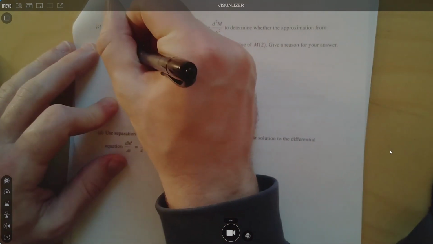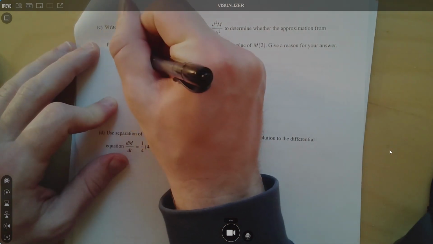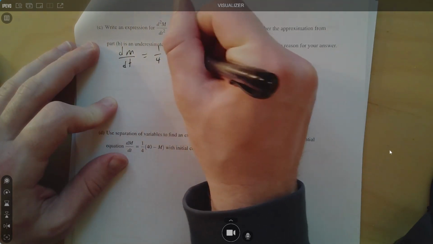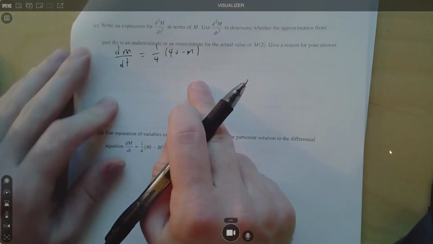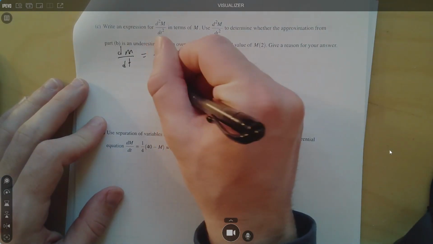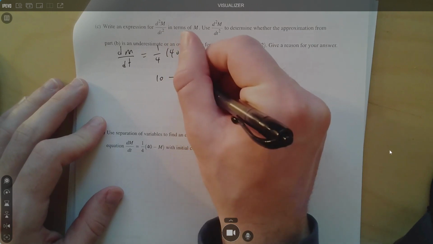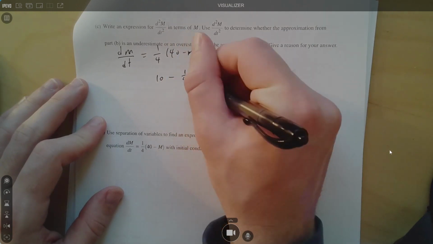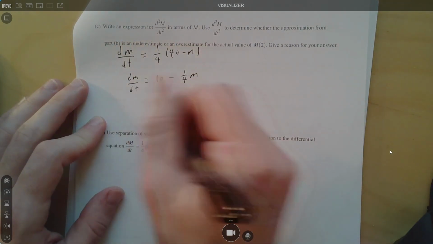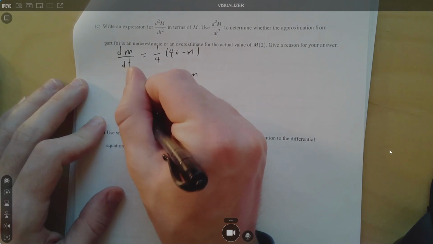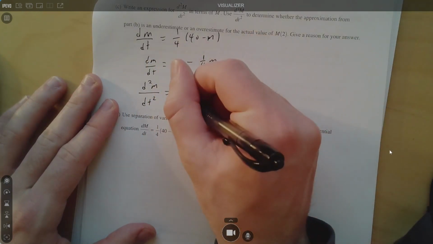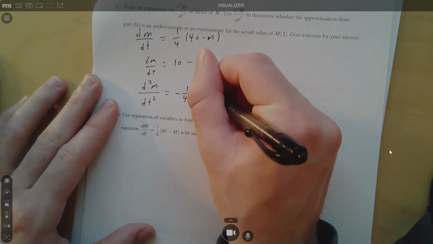So if we think about what our first derivative is, dm/dt equals 1/4 (40 minus m). We now have to take the derivative of this again. I'm going to simplify this because I think it makes it easier for me. So it'll be 10 minus 1/4 m, and then we're going to differentiate that. Where this is going to be 0, and we're just going to get negative 1/4, and the derivative of m is just dm/dt.